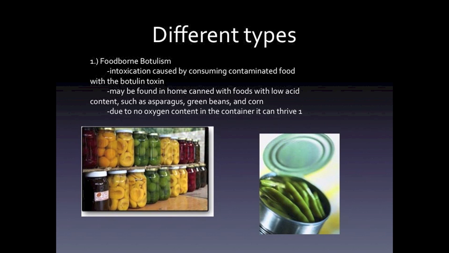So there are 5 different types of botulism. The first one is foodborne botulism. It's caused by intoxication from consuming contaminated food with the toxin already in it. It can be found in canned foods, and because there's no oxygen present in the food, it can thrive perfectly.